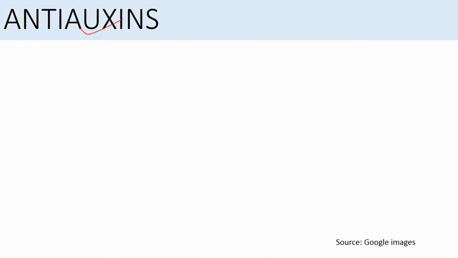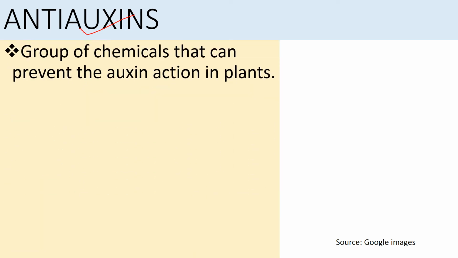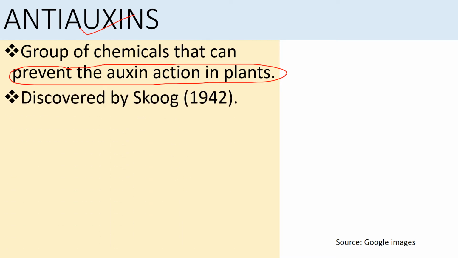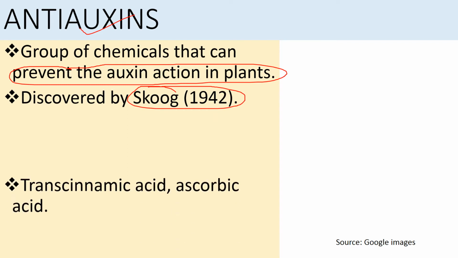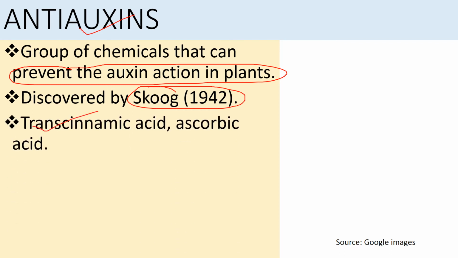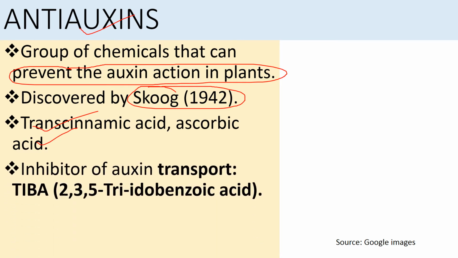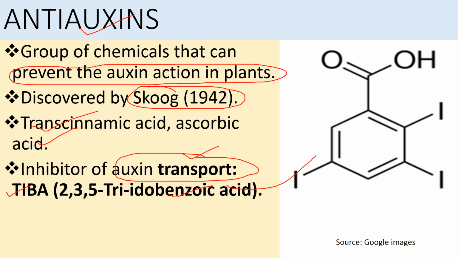Next are antiauxins. As the name indicates, these are the chemical substances which work against auxin. So group of chemicals that prevent the auxin action in plants. जो auxin के action को prevent करते हैं उनको antiauxins कहते हैं. Discovered by Skoog in 1942. So some chemicals like transcinnamic acid and ascorbic acid act as antiauxins. So there are some inhibitors of auxin transport, chemical substances जो auxin के transport को inhibit करते हैं. For example, TIBA, which stands for 2,3,5-triiodobenzoic acid. So this is the chemical structure of this TIBA.